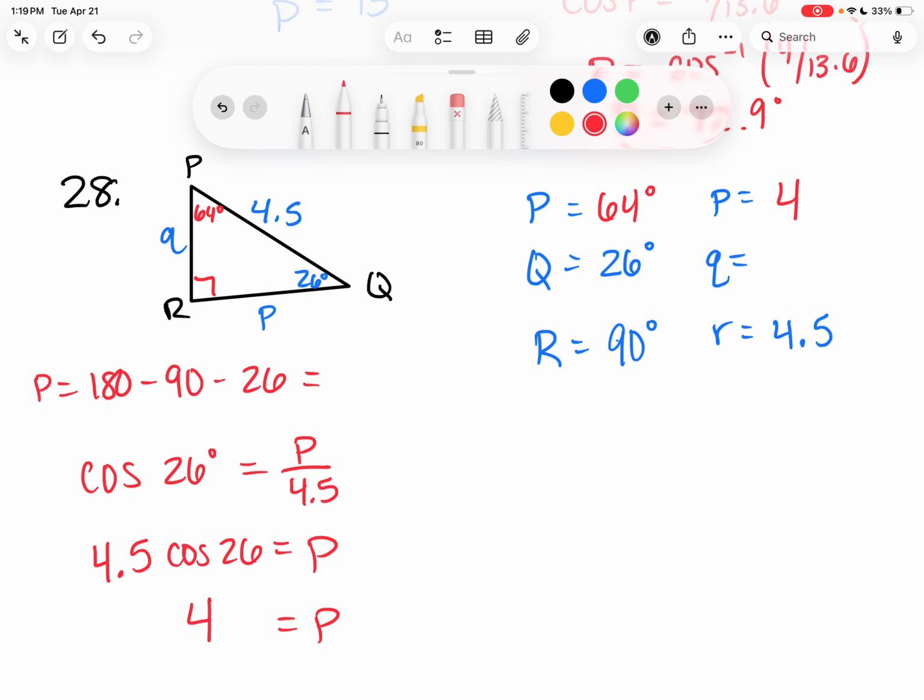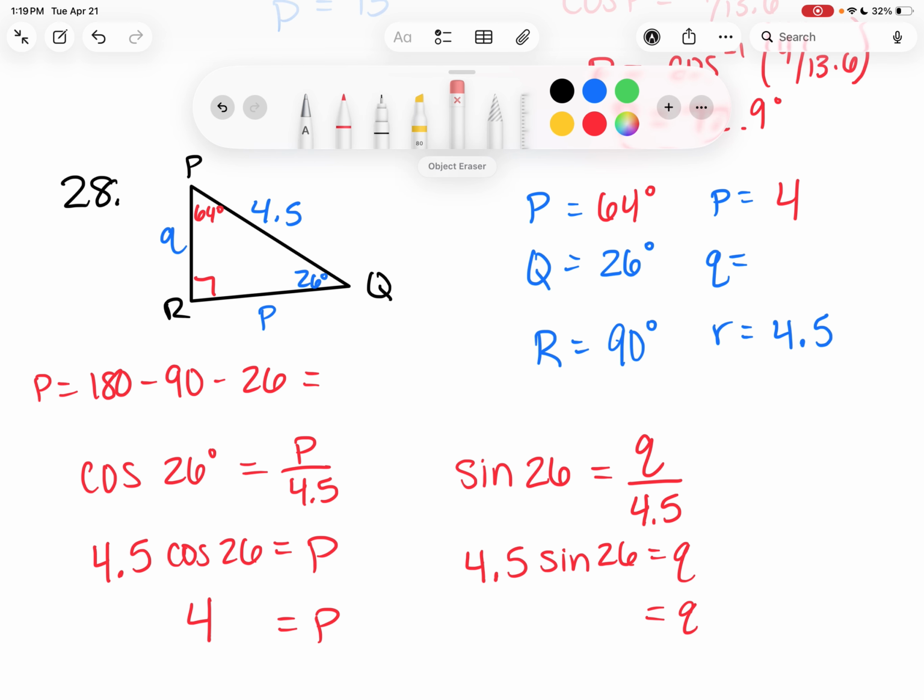We should do sine. Of what? Sine 26. Yep, sine of 26 is equal to Q over 4.5. Multiply both sides by 4.5, so I have 4.5 sine of 26. What is it? 1.9, but it rounds up to 2. Okay. So then we've solved that one.